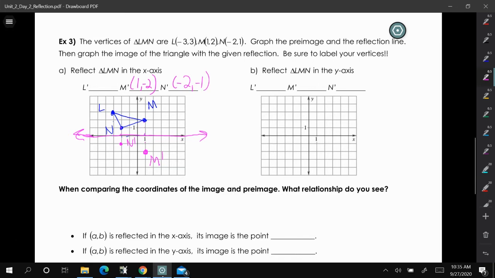And L is 3 units above the line of reflection, so we're going to go 3 units below the line of reflection. And that's where L prime is. And the coordinates here for that point is negative 3, negative 3.